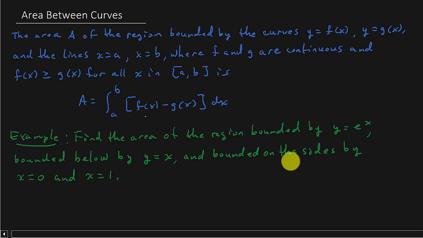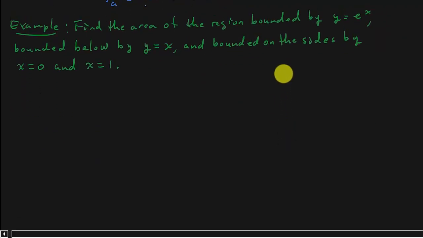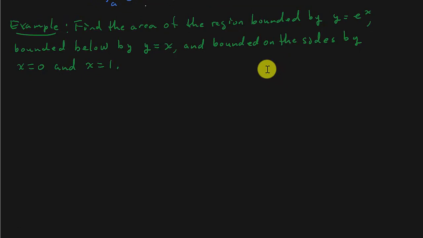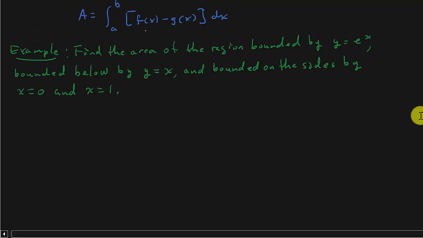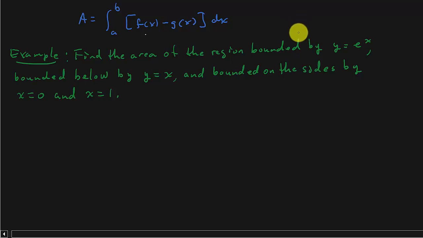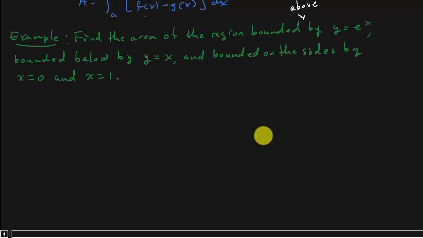All right, so let's look at some examples. Find the area of the region bounded by y equals e to the x, bounded below by y equals x, and bounded on the sides by x equals 0 and x equals 1. And actually, this right here should say, I should insert "above" right here. Find the area of the region bounded above by y equals e to the x and below by y equals x.